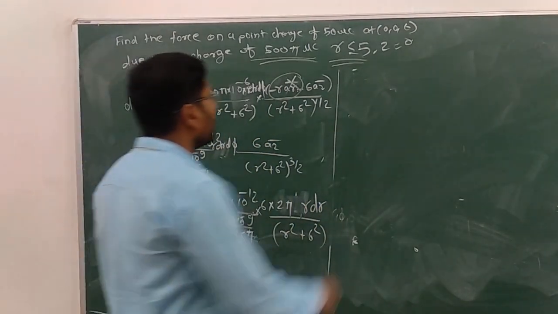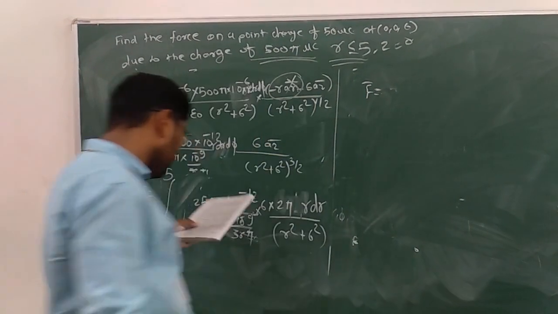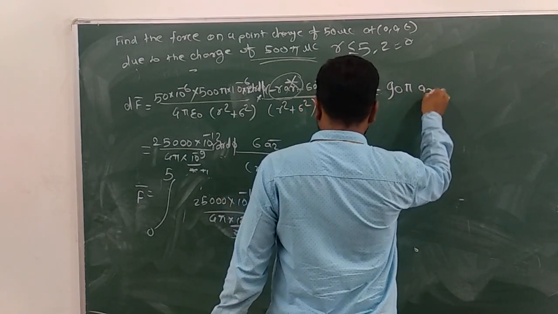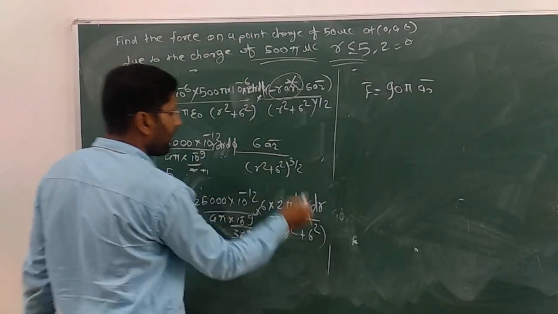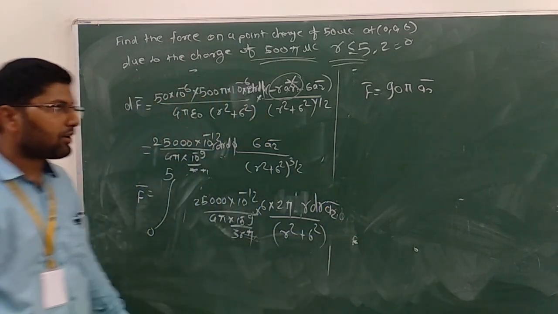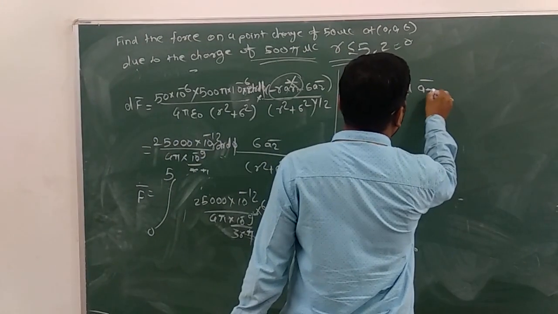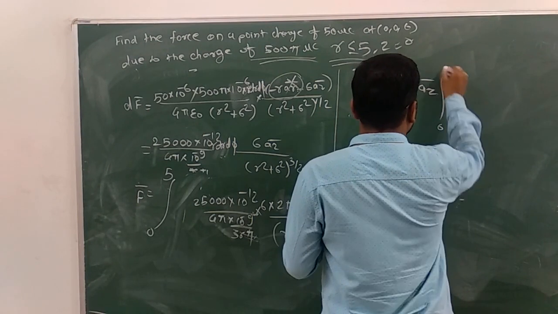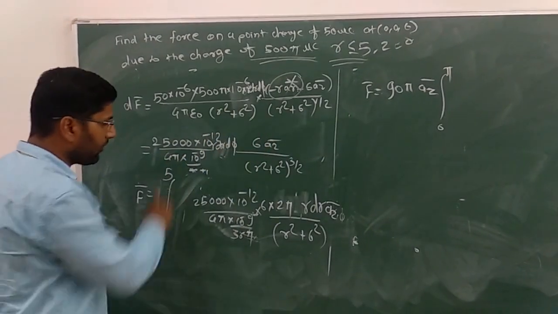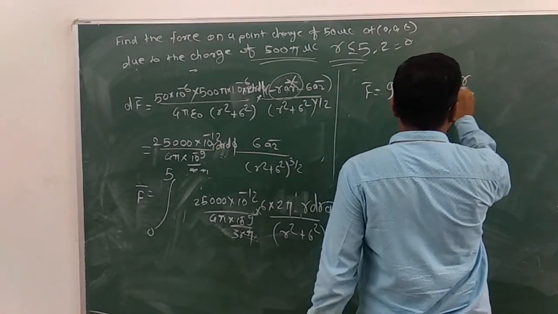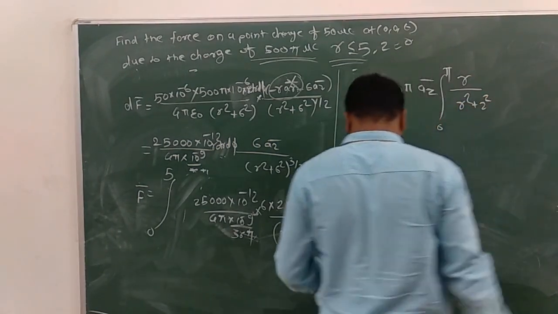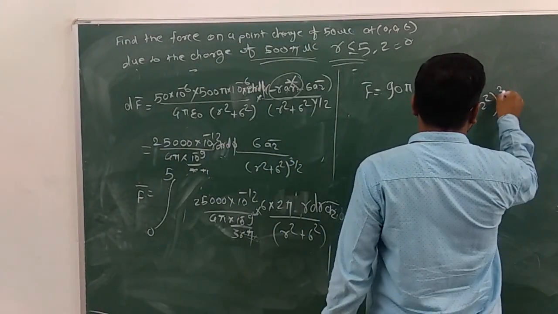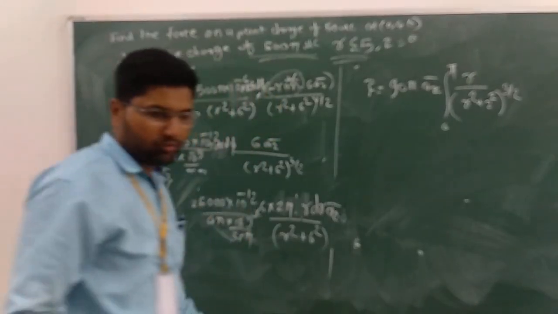So f bar is equal to 90 pi into az bar. We have cancelled this ar bar. So 90 pi az bar, 0 to pi, 0 to 5, and here we have to write r divided by r square plus z square raised to 3 by 2, that is r square plus 6 square.